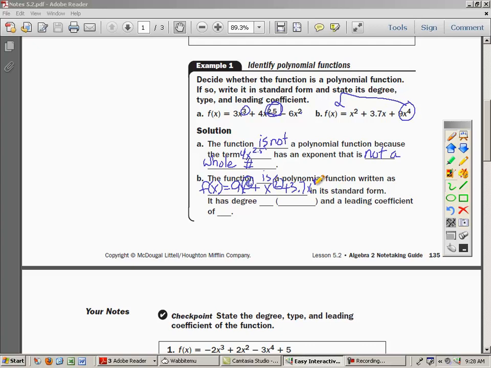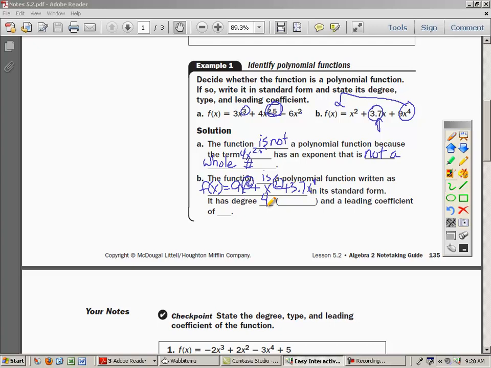Now, just a little tip here, and you're looking at that and saying, well, that's not a whole number. Remember, the coefficients don't have to be whole numbers, just the powers do. All right? So then the degree is 4. It has a degree of 4 because the highest power of x is 4. If the highest power of x was 5, it'd be a 5th degree. If it was 6, it would be 6th degree.